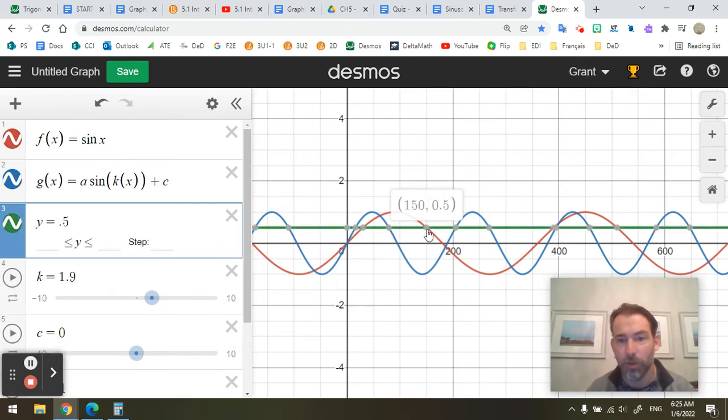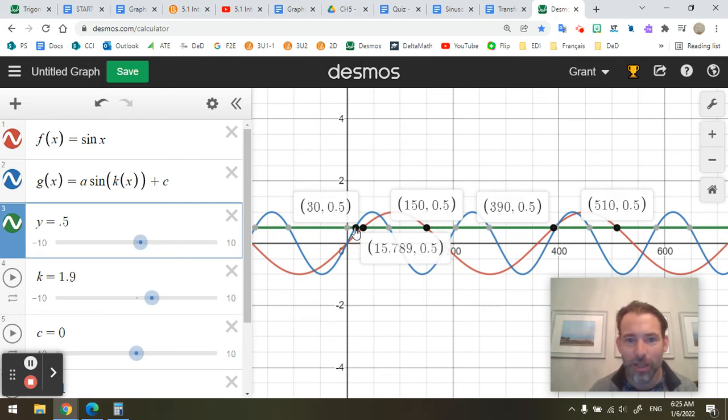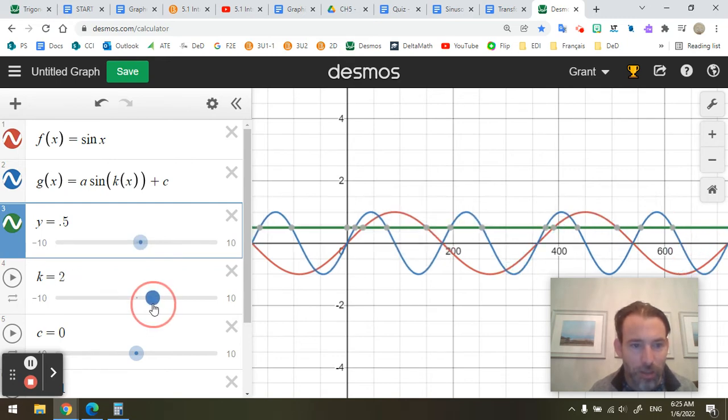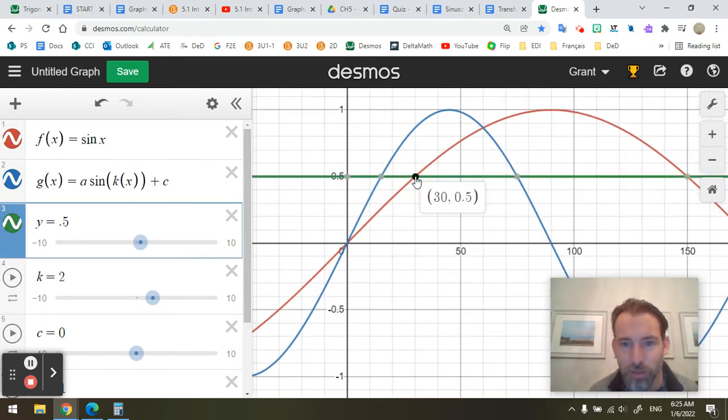So these are all, if you recall, the 30-degree points along here. And you'll notice that when k is 2, this point here, and I'm just going to zoom in, you can zoom in too, this point here, 30, got pulled over here to 15. It's pulled by a factor of 2 towards the y-axis. It's basically dividing all of the x coordinates by 2 when k is 2.